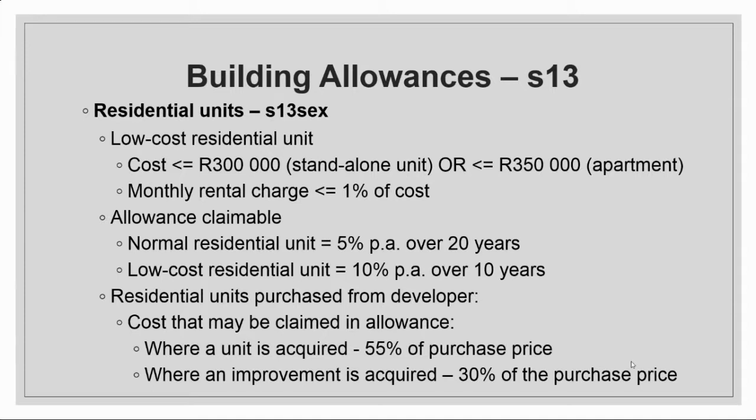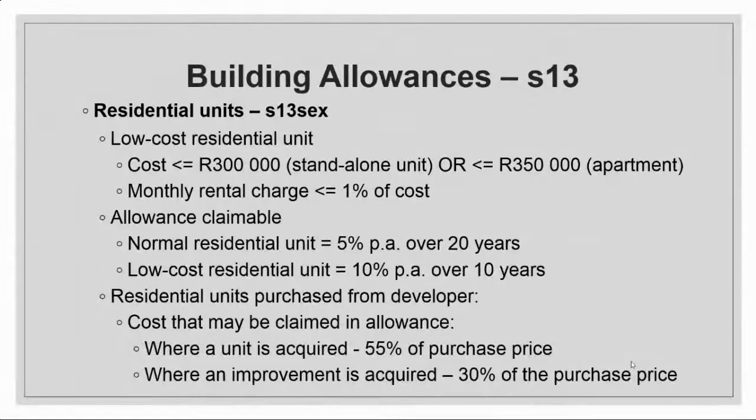If it's a standalone unit and it's less than 300,000, or it's an apartment that is less than 350,000, it is considered to be a low-cost residential unit. Another thing you also have to look at is that the monthly rental charge is less than 1% of the cost. Now, the cost is that 300,000 or that 350,000. So that means you need to ultimately earn rent for less than 3,000 or 3,500 rand.